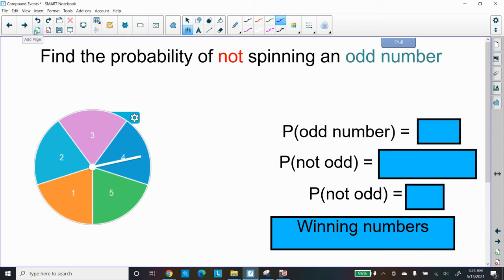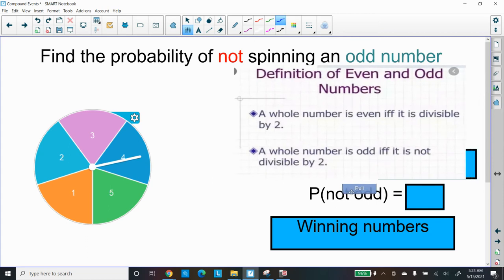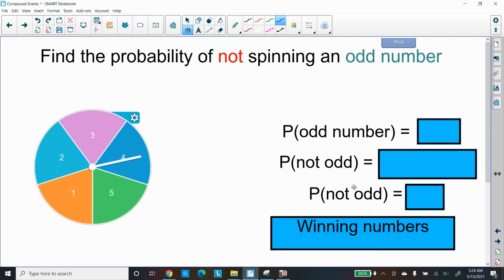So let's take a look at what we got here. Here we have a probability of not spinning an odd number. Odd number? I heard an even number. What's odd number? Well, let me get that out again. Definitions of even and odd numbers. A whole number is even if it's divisible by 2. A whole number is odd if it's not divisible by 2. So remember, odd numbers are not divisible by 2. All right, so we don't want any numbers divisible by 2. So that's what we're looking for, not. So the probability of not.